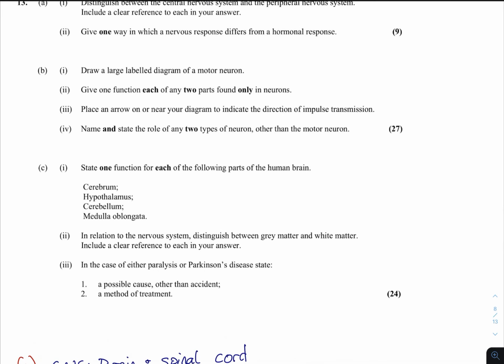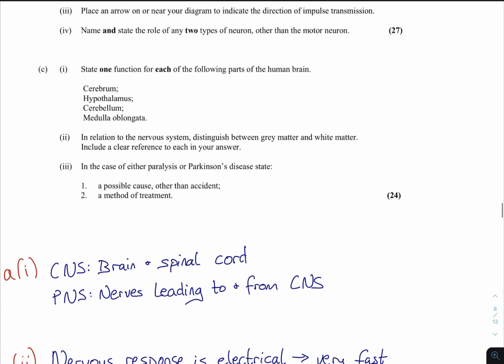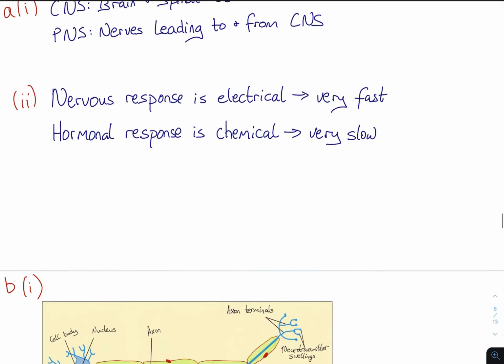Okay, B, you're asked to draw, we've done B already, C, and you can see here it's going to be the same functions that you've been asked before. So have a look at them and just think off the top of your head, can you name the functions for each of those following parts?